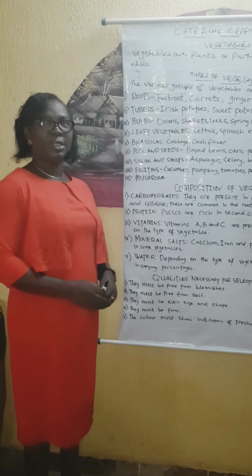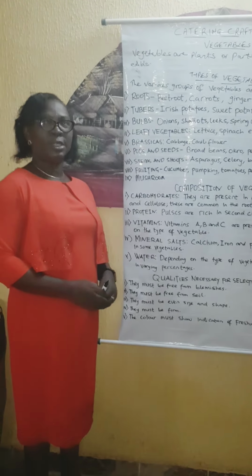The next one are the tubers. Examples of tubers are Irish potatoes, which is very common, sweet potato, yams. We all eat yam, either by boiling, frying, or pounding. Then we have cocoyam. These are types of vegetables, and they belong to the group of tubers. Number 3, we have bulbs. Some common examples are onions, shallots, leeks, spring onions, garlic, etc.